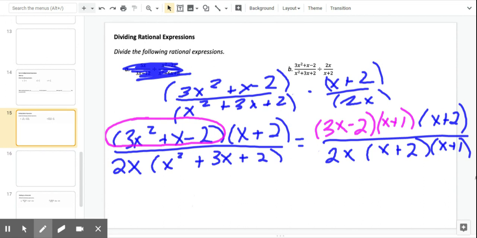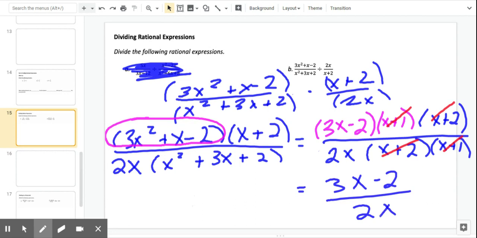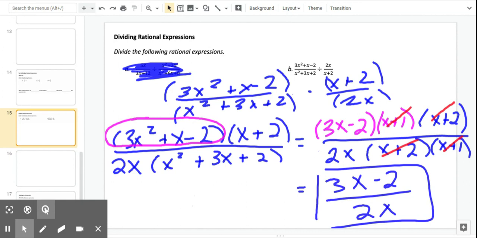So now that we've factored everything, we can see what we can cancel. So for this, we've got a 3x minus 2 in the numerator. I do not see that anywhere in the denominator. Move on to the next one. We've got an x plus 1, and we do have an x plus 1 in the denominator, so we can cancel those out. And then we have an x plus 2 and an x plus 2 in the denominator. So then finally, we're left with, in the numerator, 3x minus 2, and in the denominator, 2x. And that's it.